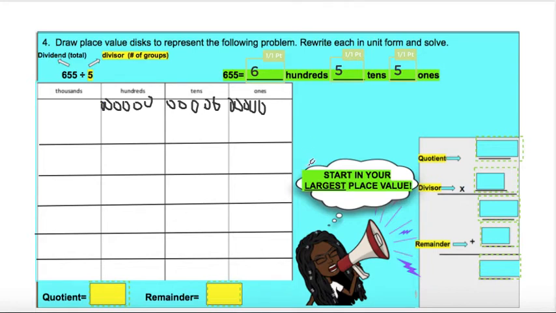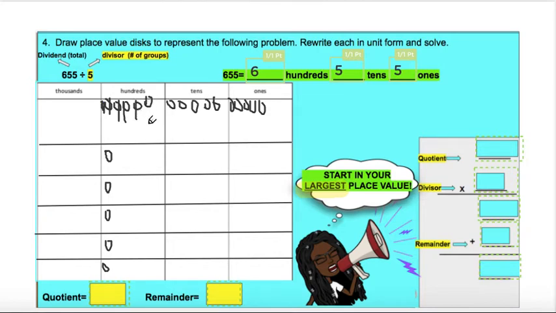All right, I'm starting in my largest place value. So what place value do I start in? My hundreds. Here we go. We have 5 groups and we have 6 hundreds. Put it in a group, cross it off, and repeat for each group. I have 1 disc left.